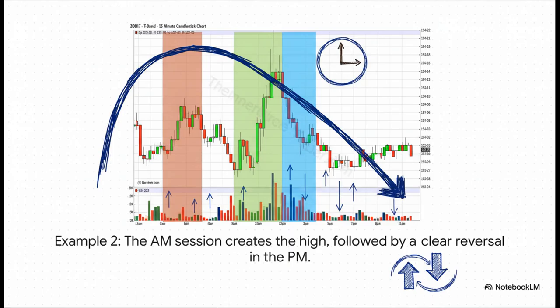Okay, now let's look at a totally different scenario. In this one, the AM session pushes hard to the upside, and it creates the absolute high of the day right around noon. But then, almost as soon as the PM session kicks off, boom, a complete reversal. The market just sells off for the rest of the afternoon. This is a perfect example of a market reversal profile. The AM session sets that extreme high, and that gives you a fantastic opportunity to anticipate the opposite move in the afternoon.